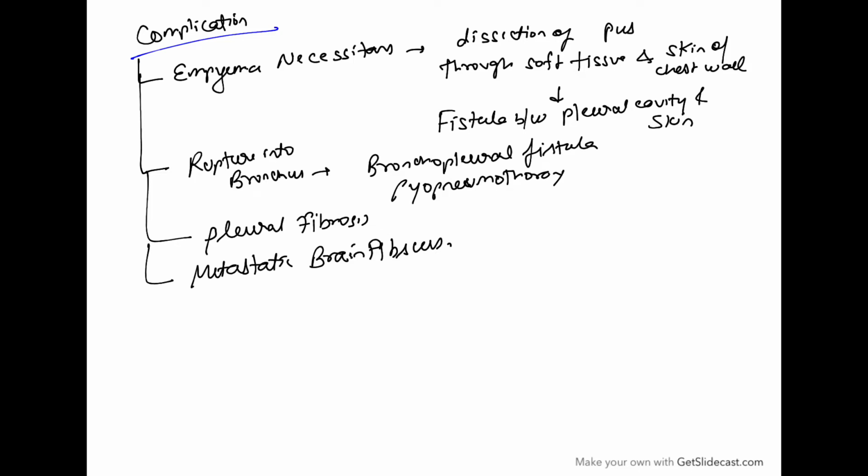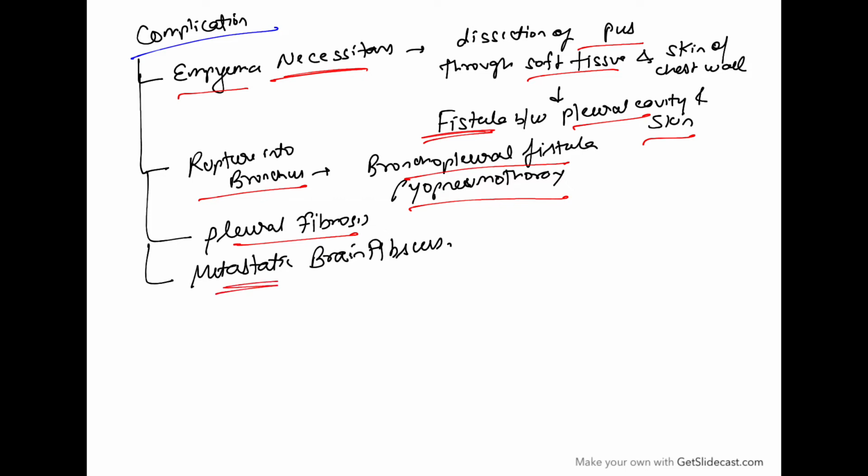Then what are the complications of empyema? There is something known as empyema necessitans, where the pus dissects through the soft tissue and the skin of the chest wall, and there is a fistula which is created between the pleural cavity and the skin. This is known as empyema necessitans. Then it can rupture into the bronchus also, leading to bronchopleural fistula or pneumothorax. Pleural fibrosis could be a complication, and there is a hypothesis that it can lead to metastatic brain abscesses.